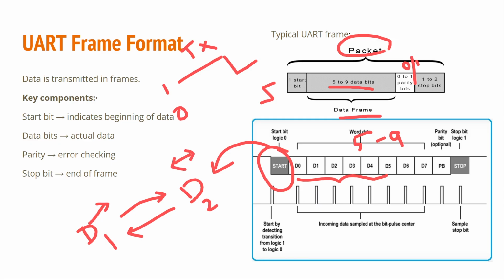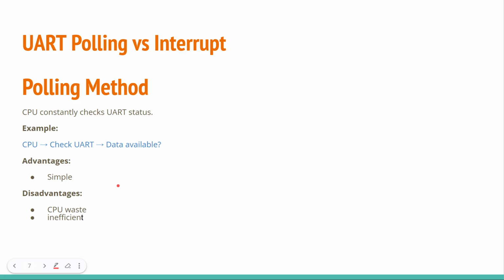So by using the start and stop bits, device 2 will start to read the data and get the information from the packet. The start bit indicates the beginning of data, then the actual data, then the parity bit which is used for checking errors, and the stop bit is the end of the frame.